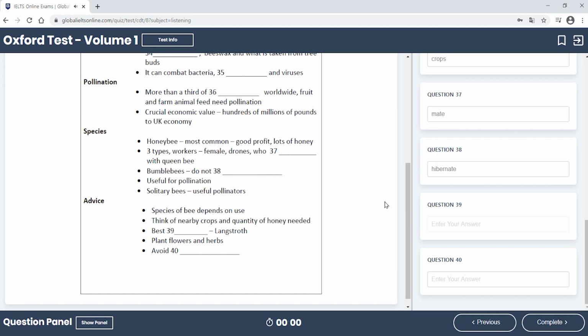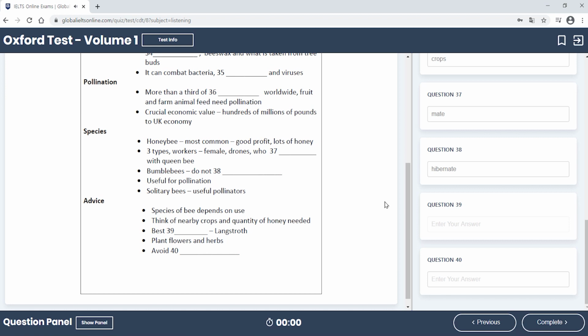Solitary bees lay their eggs in holes, as opposed to hives, and do not produce much honey. They are, however, useful pollinators. Interestingly, they do not have a queen bee because each female is fertile. So, if you are thinking about taking up beekeeping, here are some things to bear in mind.